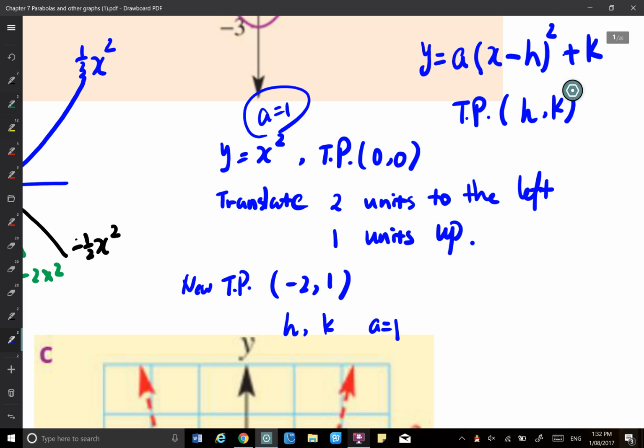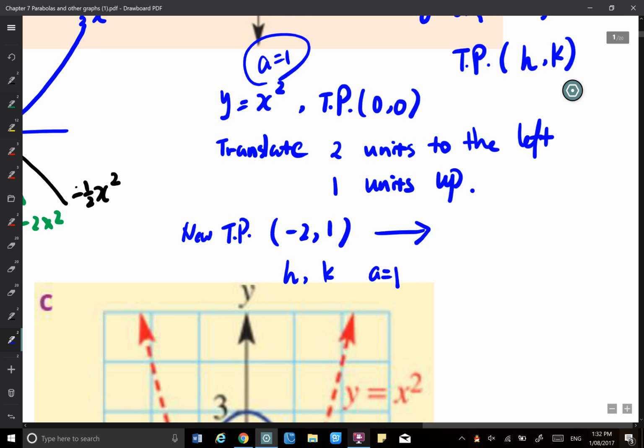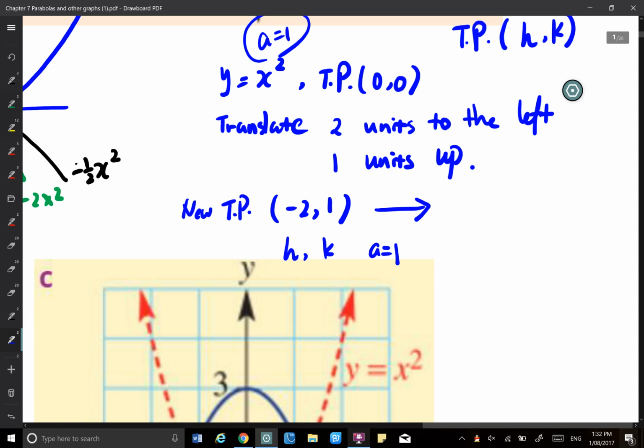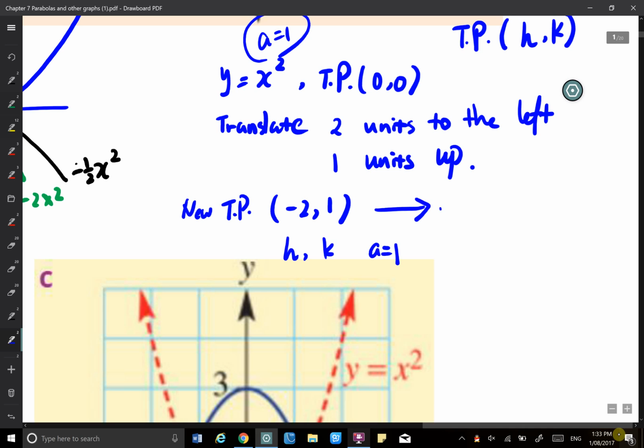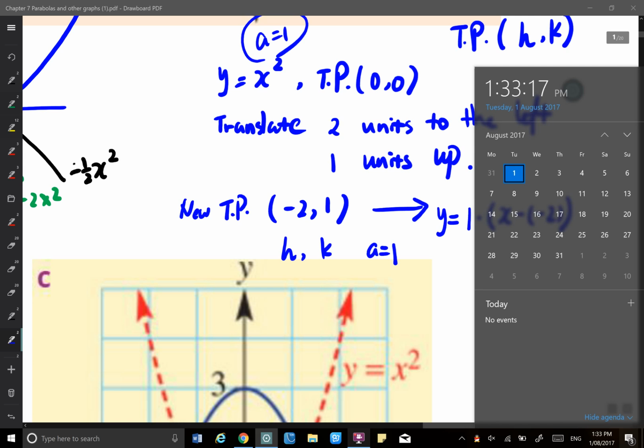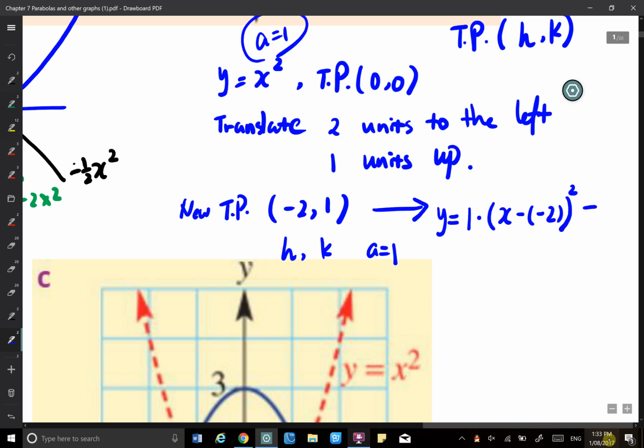So can you tell me what is the new equation for this graph, please? Turning point is given to you. h and k and a value, you all know about that. Can you just put the values in? y equals a is 1, (x minus h), so it's (x minus negative 2) squared plus k, which is 1. So the new equation becomes y equals (x plus 2) squared plus 1.